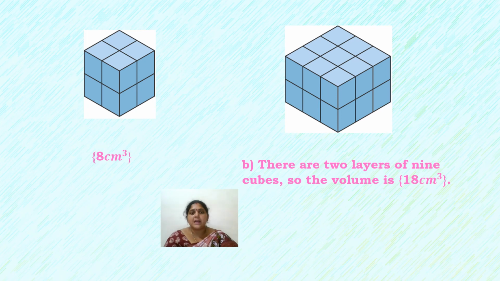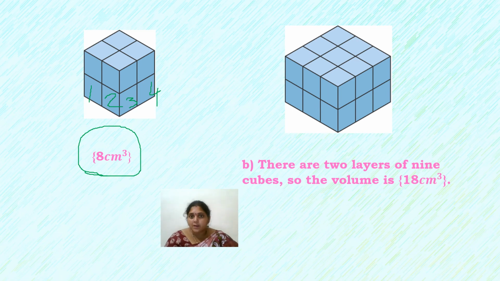Now, we will observe small examples here. Here, how many cubes are there? 1, 2, 3, and 4. Down we are having 4 cubes. So, 2 stairs are there, 2 layers are there. So, how many cubes are there total? 8 cubes are there. 8 centimeter cubes.